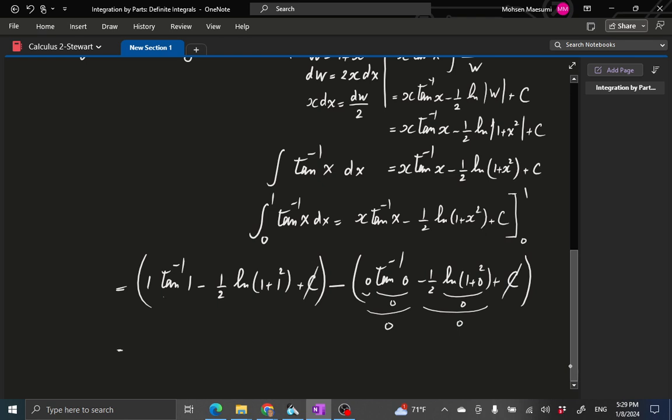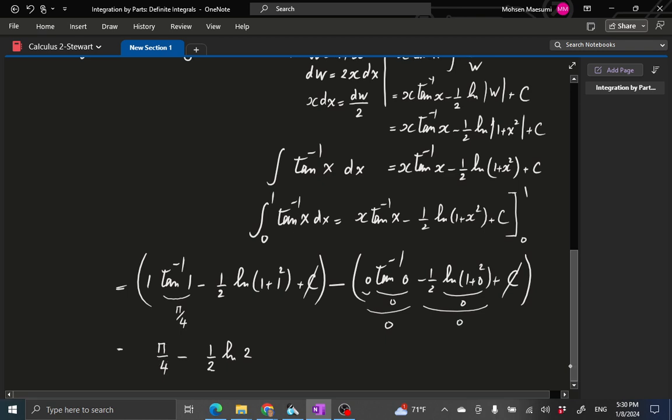Another item that we need to remember from trigonometry, what's tangent inverse of 1? Well, that's of course pi over 4. So you might want to refresh your memory about trigonometry, make basic tables of trigonometry and use them. So this becomes pi over 4, and this becomes 1 minus 1/2 of logarithm of 2. So this integral gives us some weird combination of pi and logarithm in the same problem.